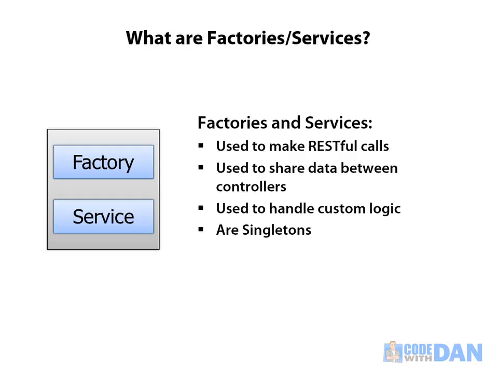So RESTful calls can be made from factories or services. We can actually share data between multiple controllers using these, custom business logic. All types of things that are reusable go in factories or services. Now these are singletons, and that's why once you create one of these, anything can share it, and they provide a great way to encapsulate reusable functionality. Now I like to think of these as a little Lego block, whereas the module is the Tupperware container, factories and services are the little Legos that go in the container.